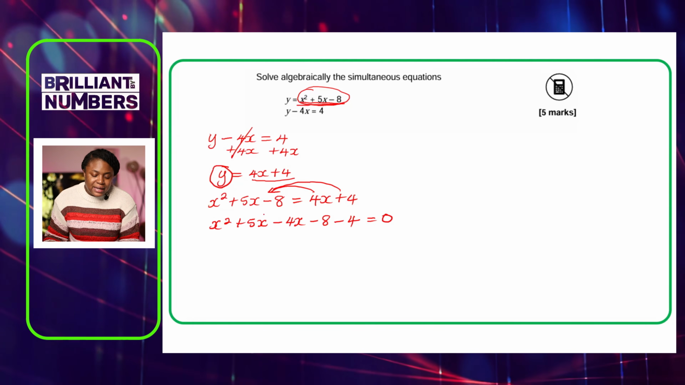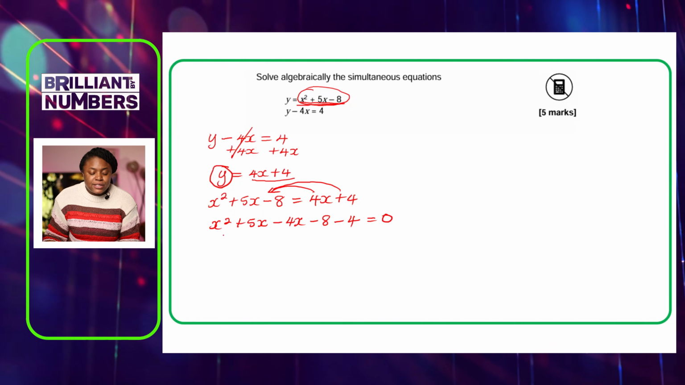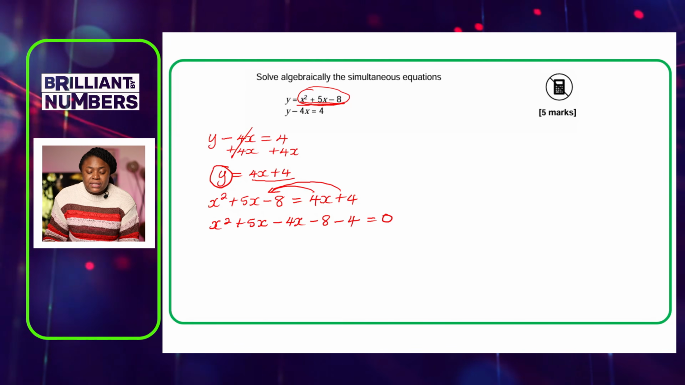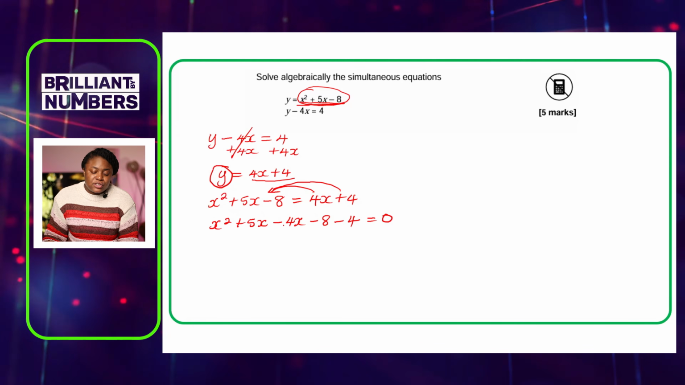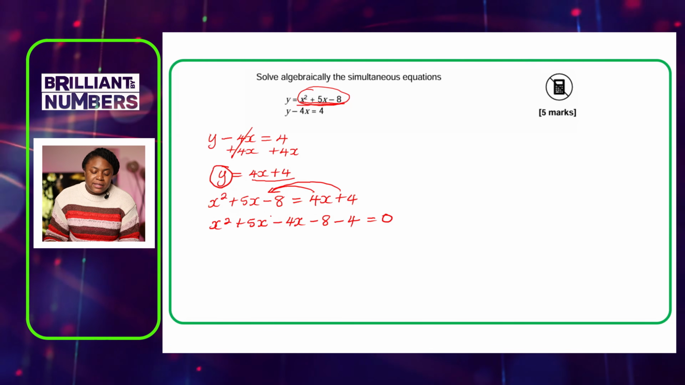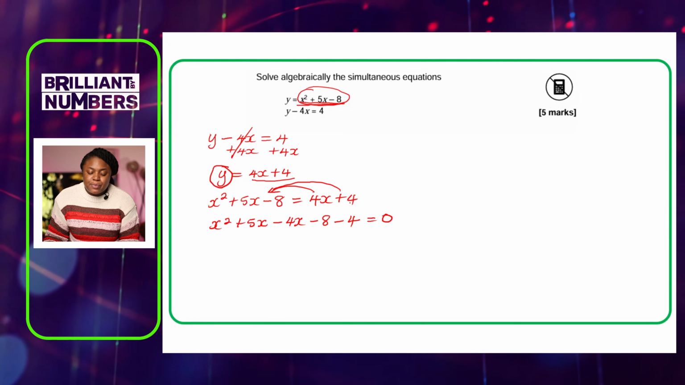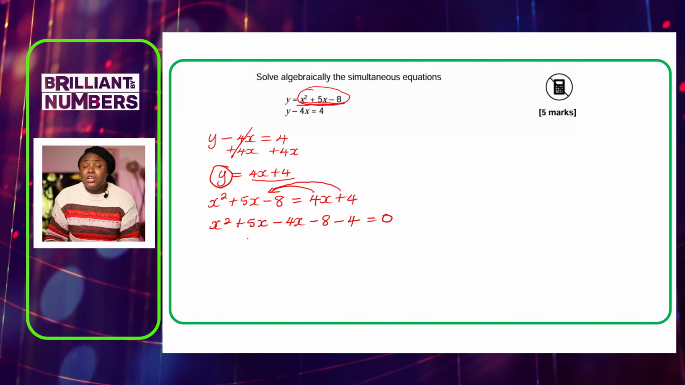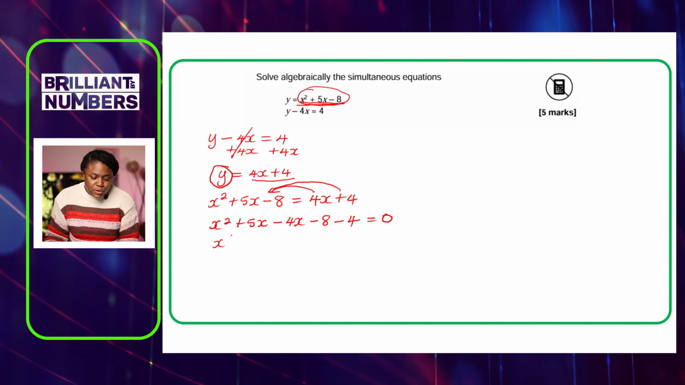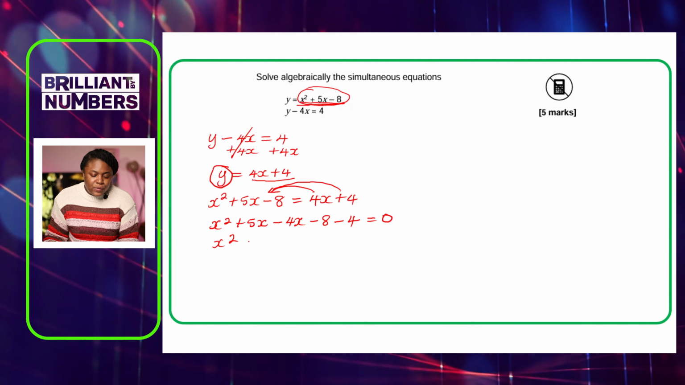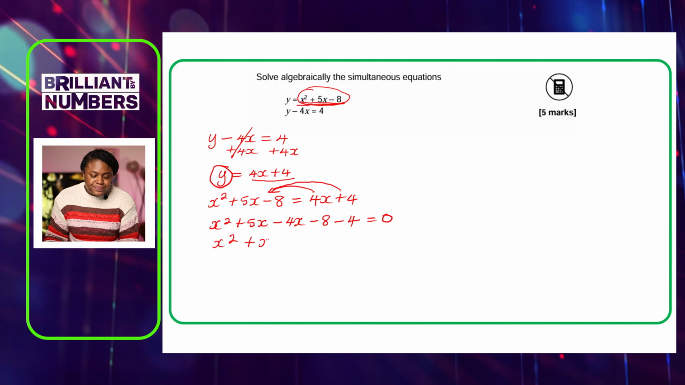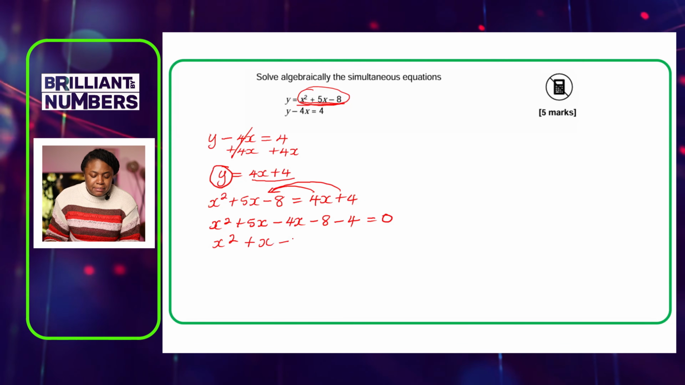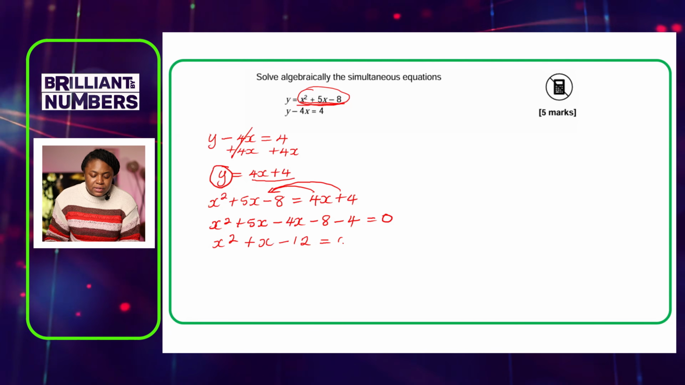So let's check that we've done it correctly. So we've got x squared and 5x. We're taking this positive to the other side, so that's going to be minus 4x. We've got minus 8, and this positive 4 will now be a minus 4 equal to 0. So let's simplify. So x squared, 5x take away 4x is just x. And then minus 8 minus 4 is minus 12, and that's equal to 0.